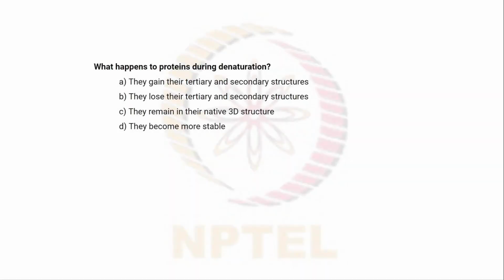So here is the second one. What happens to proteins during denaturation? Whether they gain their tertiary and secondary structures, or they lose their secondary or tertiary structures, or they remain in their native functional state, or they become more stable. Denaturation is generally studied using thermal and chemical methods. So what happens during the protein?